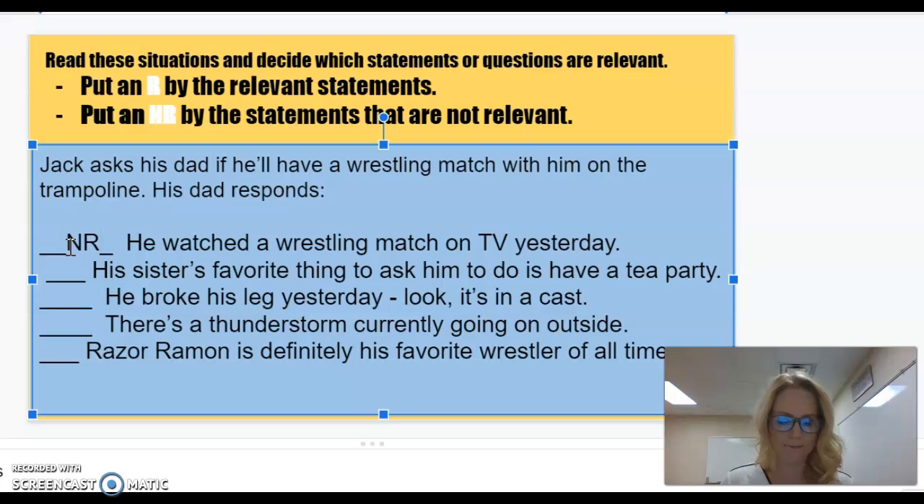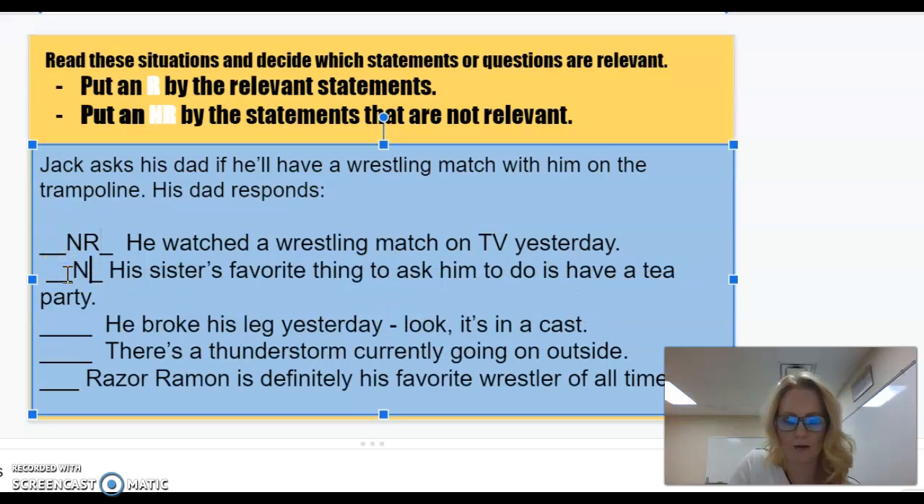on the line. The next statement, his sister's favorite thing to ask him to do is to have a tea party. That really doesn't help Jack figure out if his dad will wrestle. So we're going to have to put another NR.